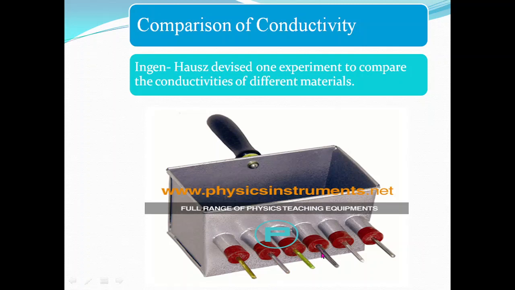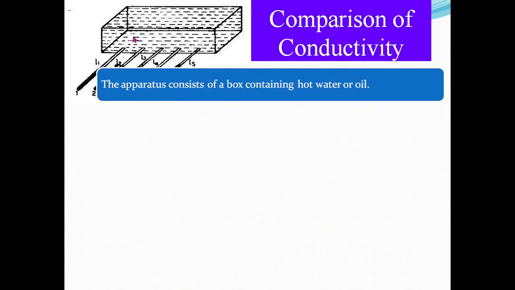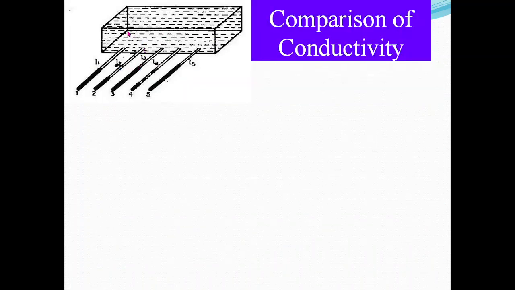These rods are covered by wax so that when the heat is conducted from inside this container, this conducted heat will melt the wax up to a certain length up to which the heat is conducted. Okay, this is the instrument used by Ingenhousz to compare the conductivities of different materials. Now for study purposes, you may use this simple diagram.